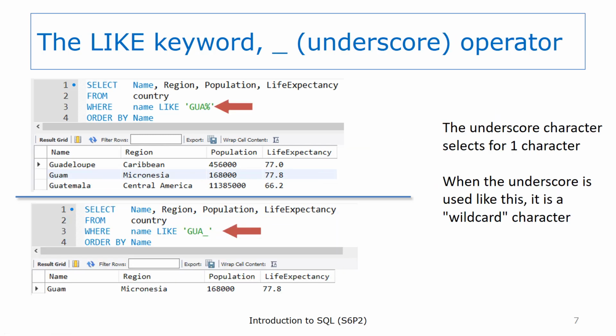There is another character you can use with the like keyword to form a pattern. This slide shows the underscore character in the lower figure. You can compare the results of its selection with the top figure where the percent symbol is used. The underscore character means that any single character will be used in the pattern. This is in contrast to the percent symbol, which selects any number of characters. When the underscore character is used in a pattern like this, it is also referred to as a wildcard character.